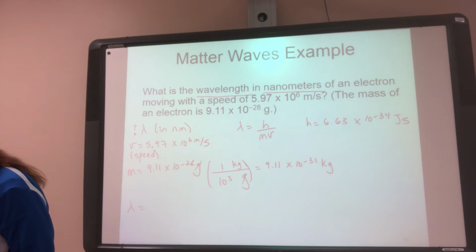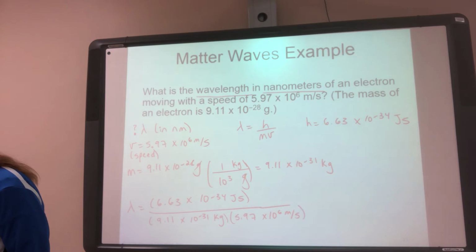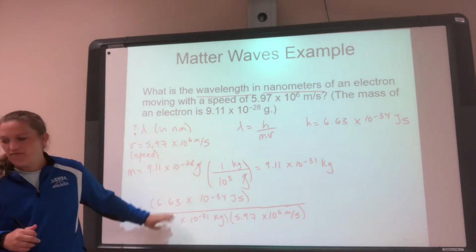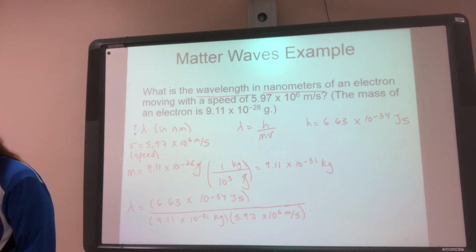Now I have all the parts in the right units, so I can plug it in. Lambda is equal to H, 6.63 times 10 to the negative 34 joules times a second. Mass was 9.11 times 10 to the negative 31 kilograms, and my speed is 5.97 times 10 to the 6 meters per second. Do all the math, this divided by this, and you end up with 1.219 times 10 to the negative 10.